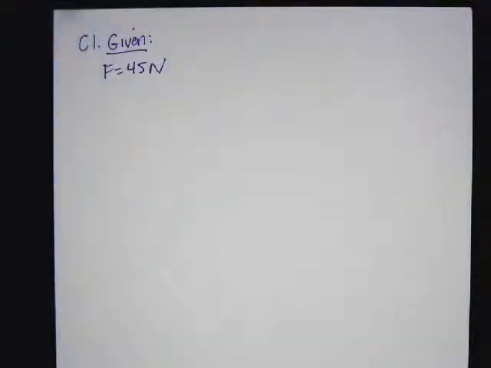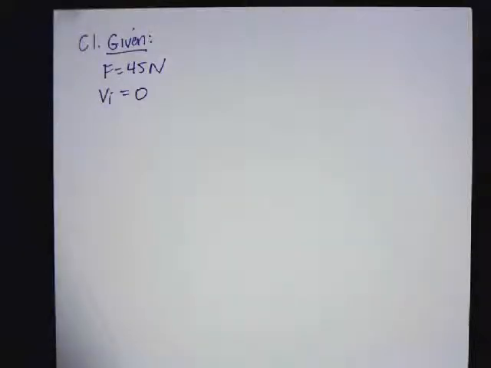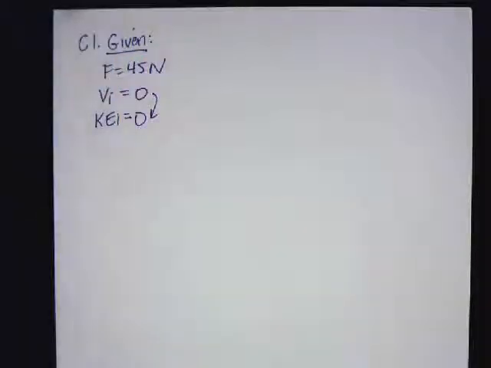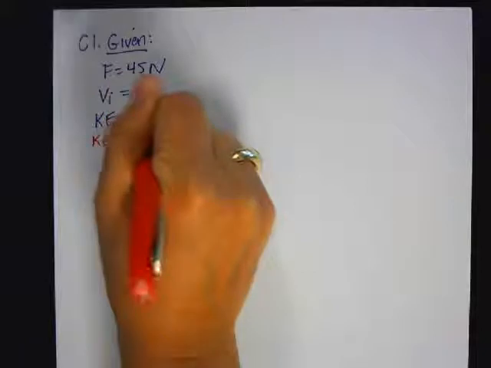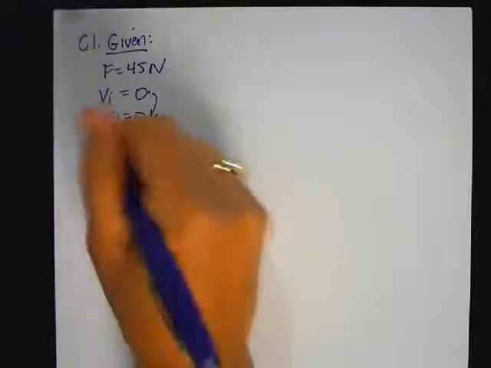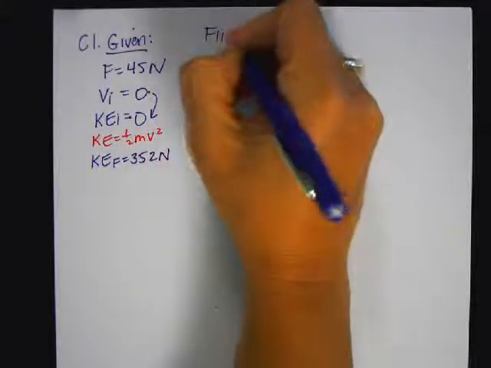How far must the student be pushed starting from rest? So the initial velocity is equal to 0, so that her final kinetic energy is 352. So her initial kinetic energy is going to be 0 because if her velocity is 0, remember that kinetic energy is 1/2 mv squared. So if her velocity is 0, her kinetic energy is 0. So then it says her final kinetic energy is 352. And we want to find how far she goes.